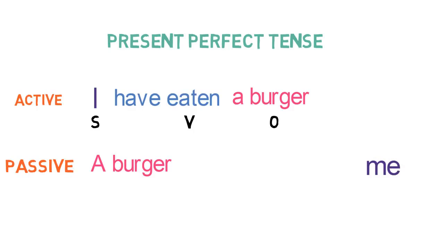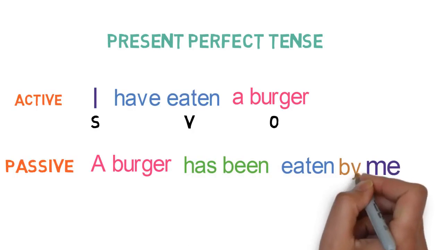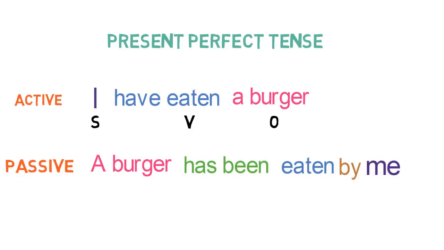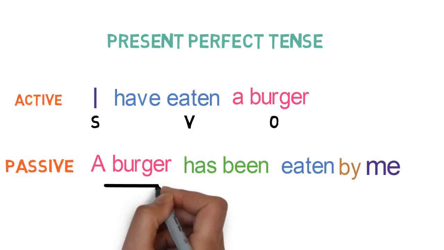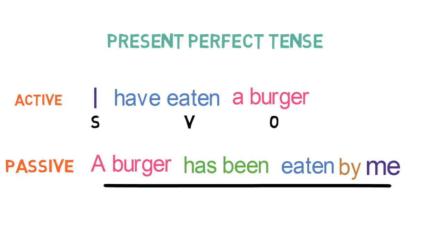Now converting the main verb to third form, it will be eaten. Next, adding a suitable helping verb, it will be has been. And lastly, we need to add by here to make the sentence complete. So the whole sentence is a burger has been eaten by me.